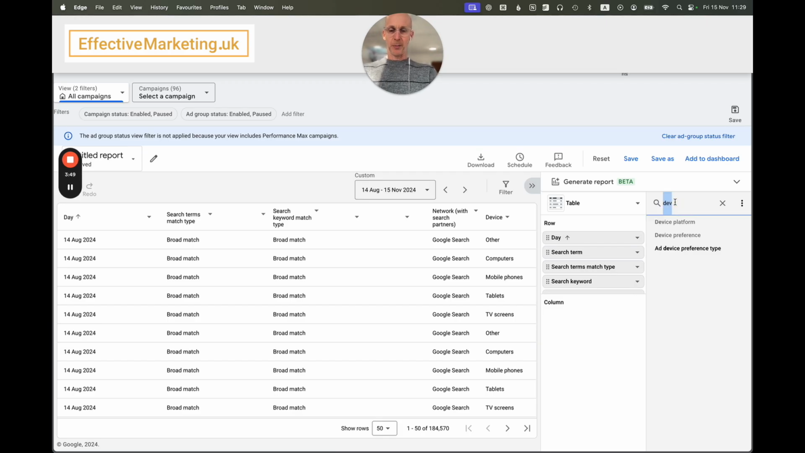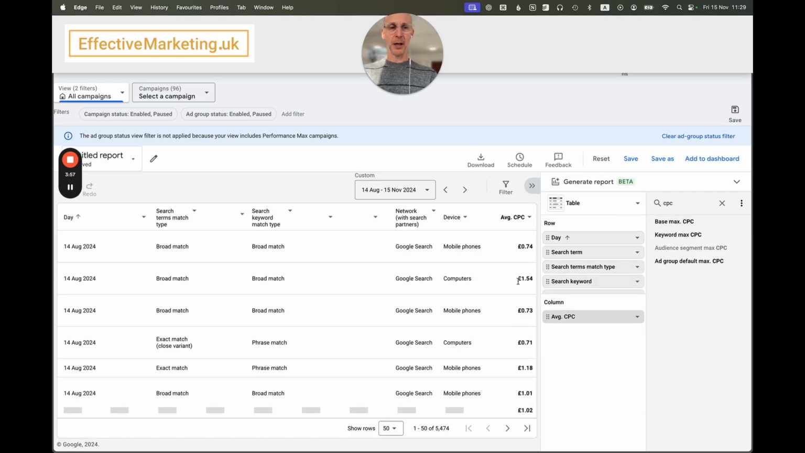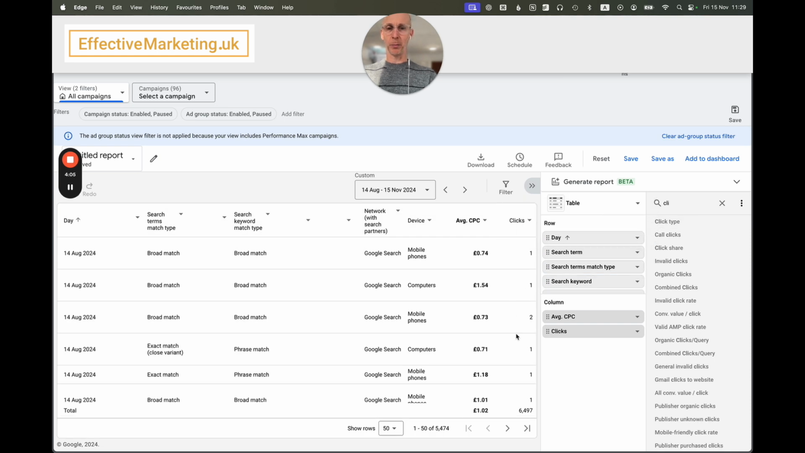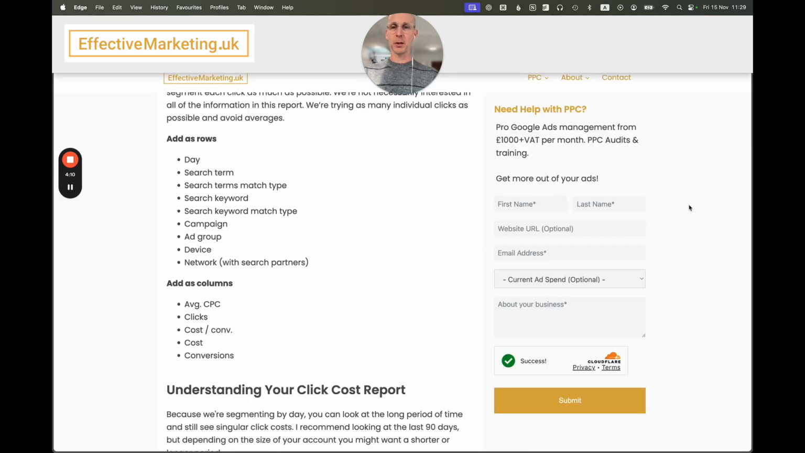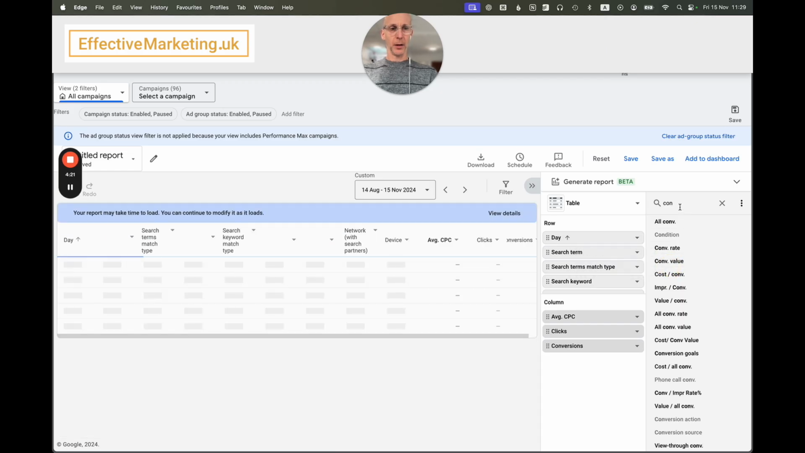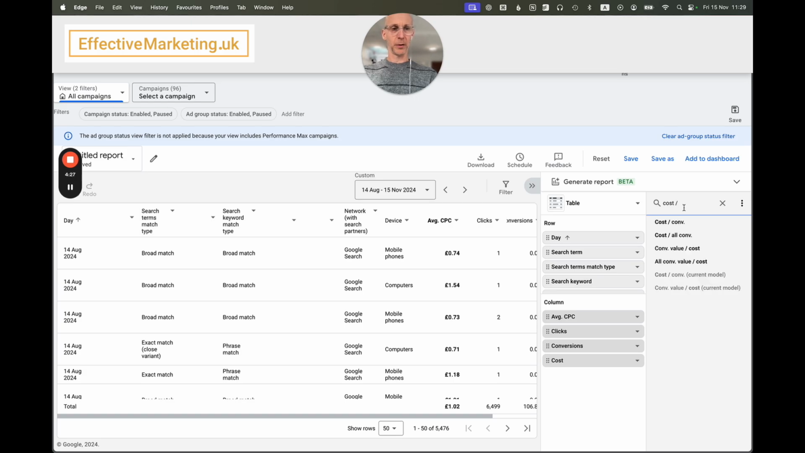PMAX is not going to be in there. Now, what we want is the average CPC. Now we're going to get mostly individual clicks here. And then we want the number of clicks as well. That will tell us if we're averaging or if we're seeing unique clicks, and we will mostly see unique. And then we want the conversions, the cost, and cost per conversion.